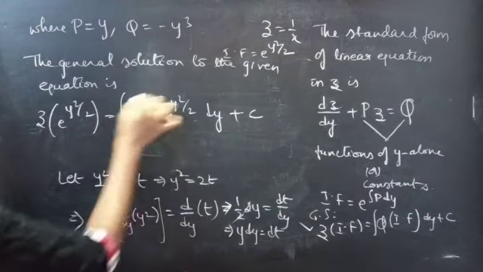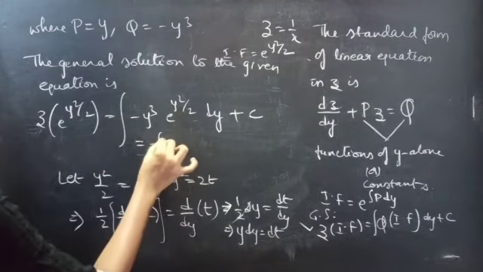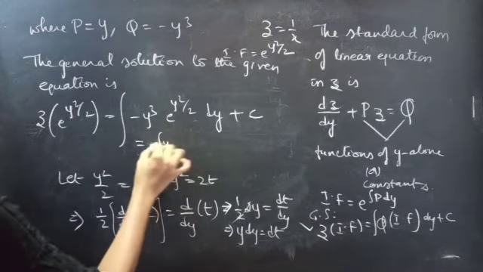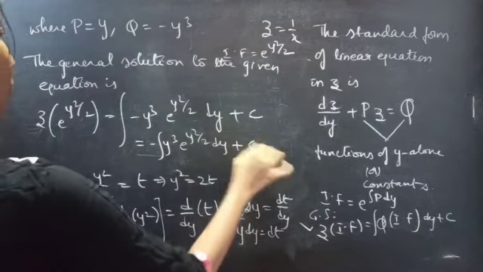Now we'll change this in terms of t. Okay, let's see how we are going to change. Just write this as minus y cube e power y square by 2 into dy plus c.